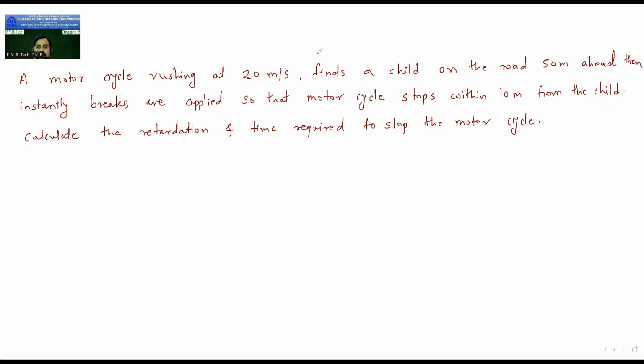So now if I draw the diagram, this is the road. Suppose this is your motorcycle, and it is moving in this direction. Its initial velocity is 25 meter per second. Okay. And he saw a child on the road. Just a minute.